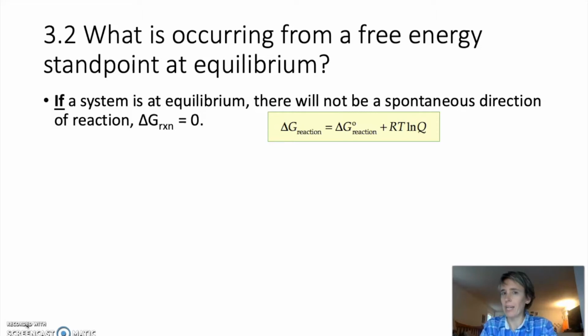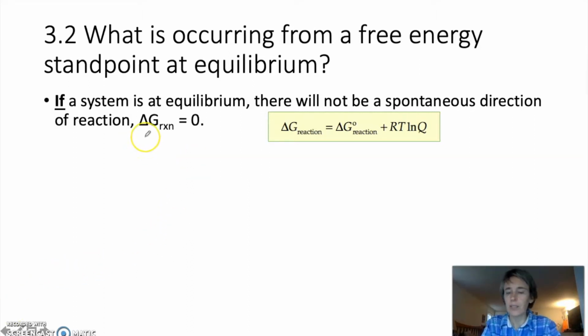Hopefully, what just popped into your mind is that the rates of them are equal, so there's no net movement in any direction. That sounds related to spontaneity, right? So at equilibrium, we can say that the reaction is not spontaneous in either direction. And another way to say that is the free energy of the system is neither positive nor negative, it's zero. So if the system is at equilibrium, there will not be a spontaneous reaction in either direction.